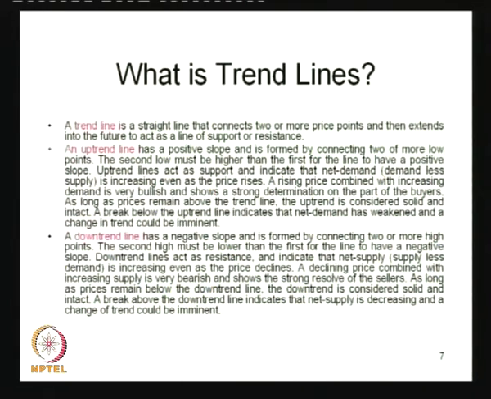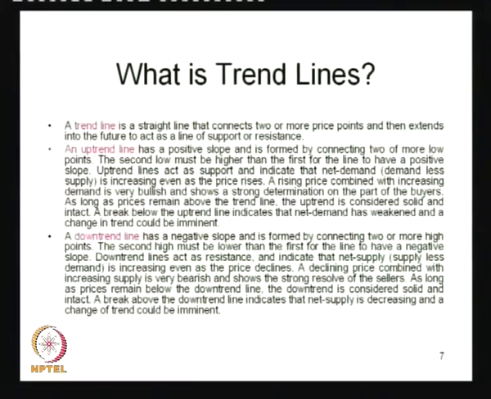Basically, the uptrend line has a positive slope and is formed by connecting two or more low points. That means we expect that if the price has gone down, in the near future there is a chance the price will go up. Accordingly, keeping in mind that there will be an upward movement of that price in the future, the upward trend line can be drawn. So, the second low must be higher than the first, which shows the trend.